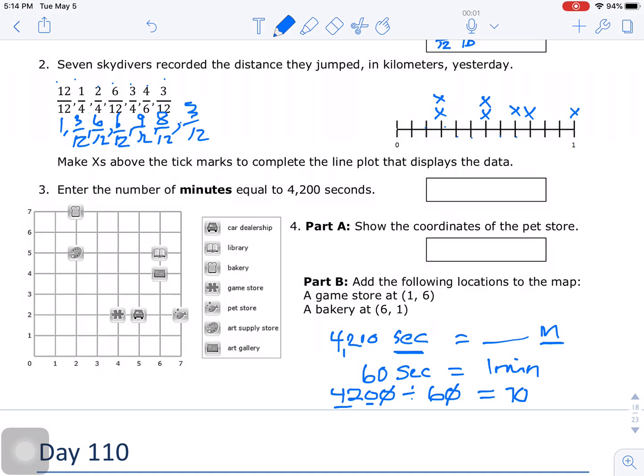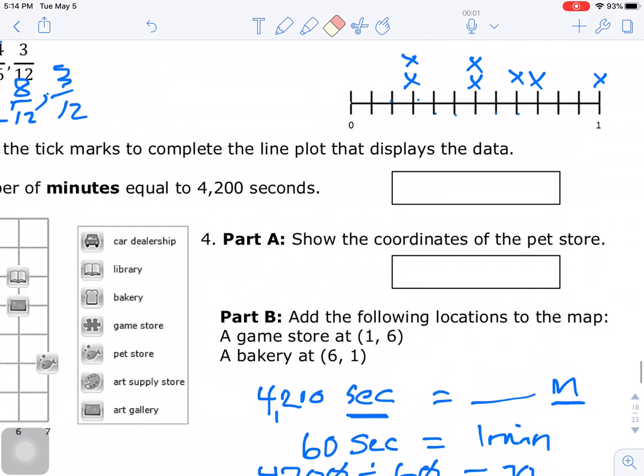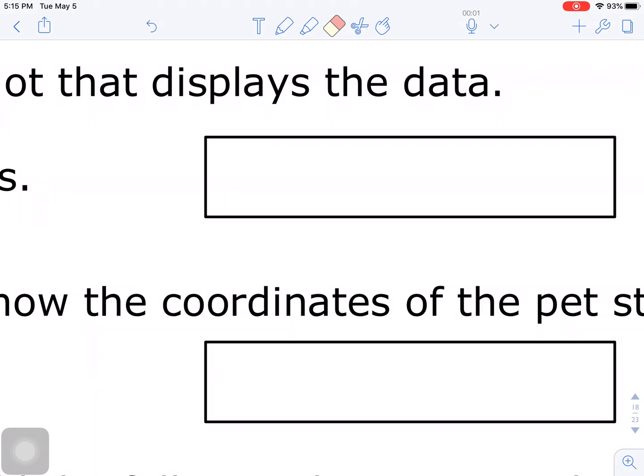And I can go ahead and check my answer. I'm going to go, what is 60 times 70? Well, 60 times 70 is 6 times 7 times 10 times 10, which is 42 times 100, which is 4,200. So that checks out. So 4,200 seconds is equal to 70 minutes.